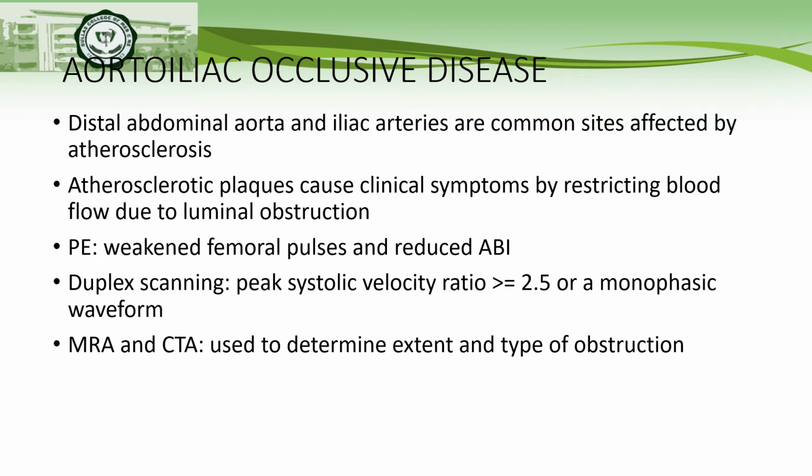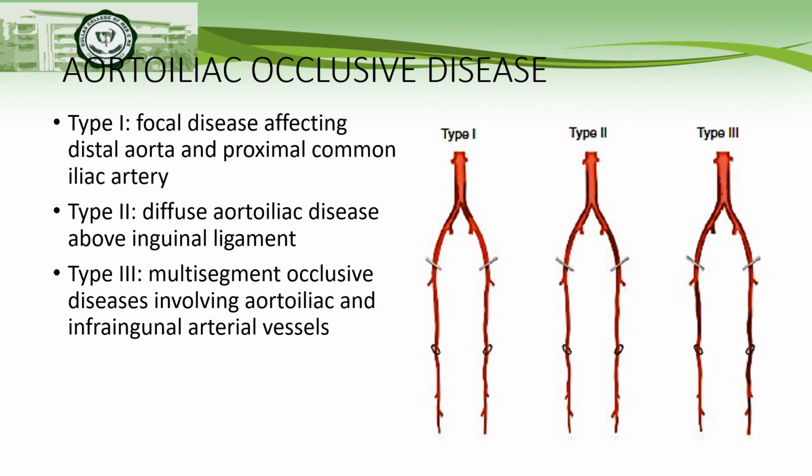The clinical examination of patients often shows weakened femoral pulses and reduced ankle brachial index. Duplex scanning will reveal a peak systolic velocity ratio of 2.5 or more, or a monophasic waveform, while MRA and CT angio may be used to determine the extent and the type of obstruction.